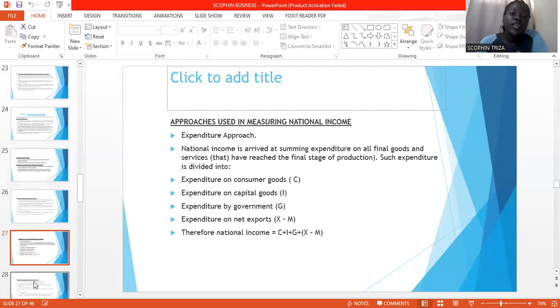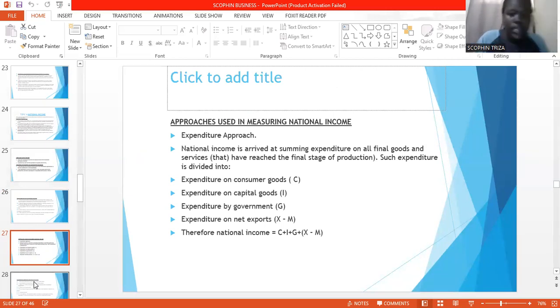Now, these are some of the approaches used in measuring national income. Expenditure approach. National income is arrived at by summing expenditure on all final goods and services. And then there is the expenditure on consumer goods, the expenditure on the capital goods, then the expenditure on the net exports.